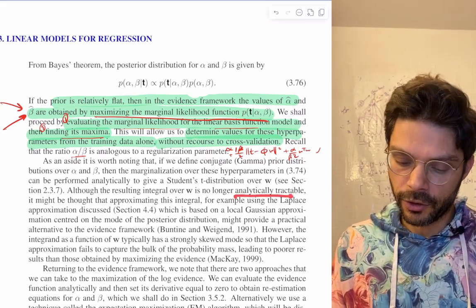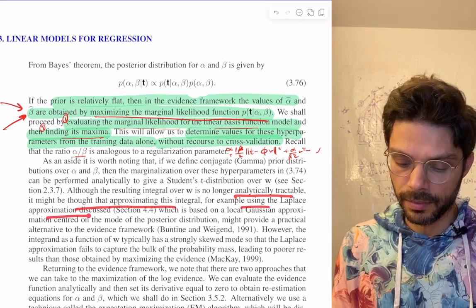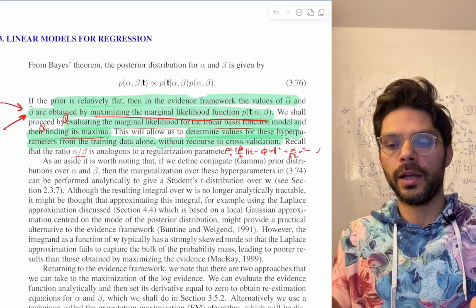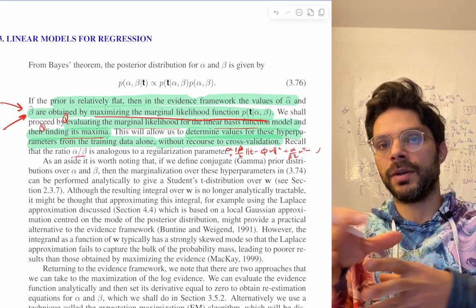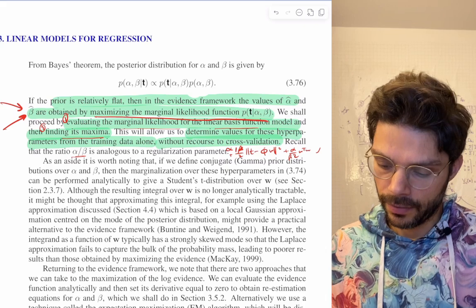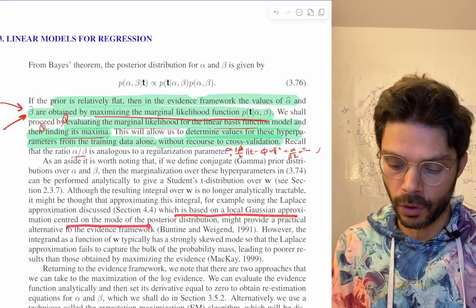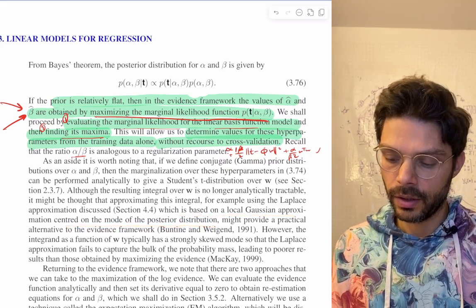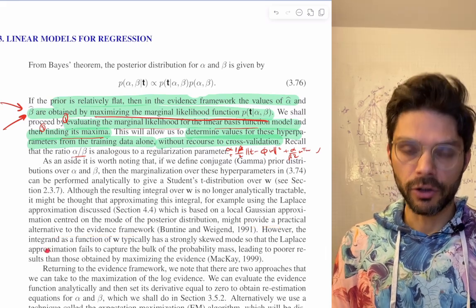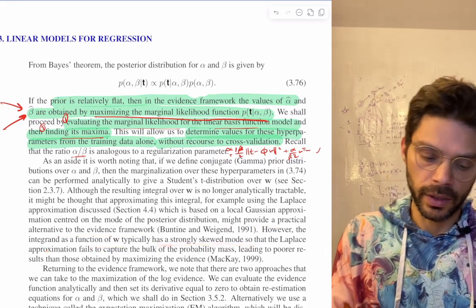No longer analytically tractable, it might be thought that approximating this integral, for example using the Laplace approximation, we'll see what this is, but essentially you take some function you're integrating, you again hope that it's peaked, and it's kind of like a Gaussian around its peak. It is based on a local Gaussian approximation centered on the mode of the posterior distribution. Might provide a practical alternative to the evidence framework. However, the integrand as a function of W typically has a strongly skewed mode.